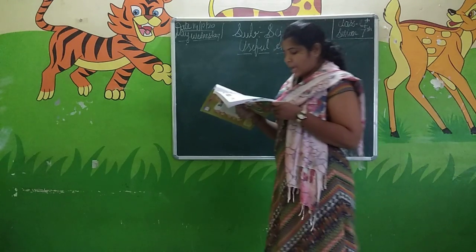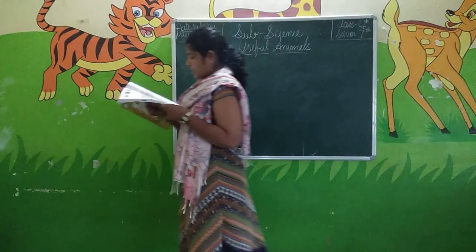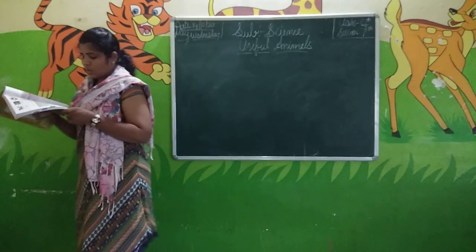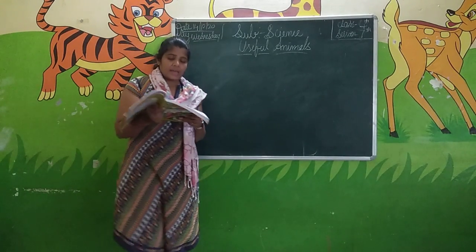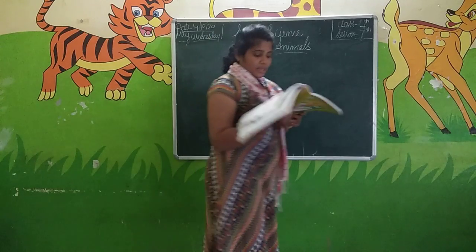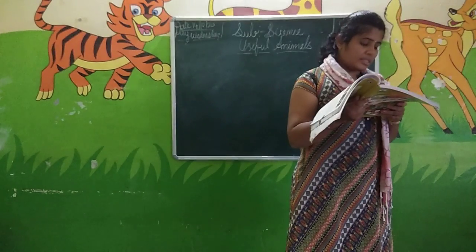Lac is obtained from lac insects. It is used in making cosmetics and dyes. Lac insects will give the lac. It is used to make cosmetics and dyes.